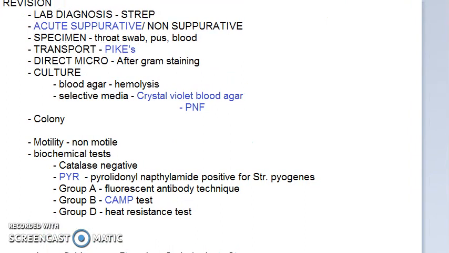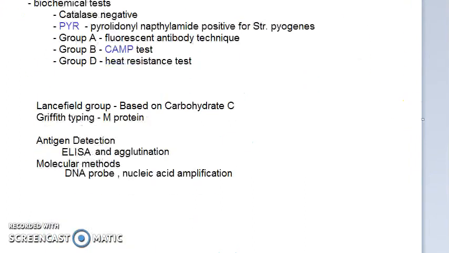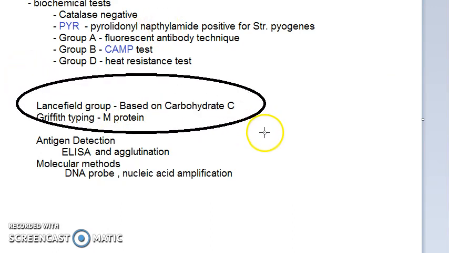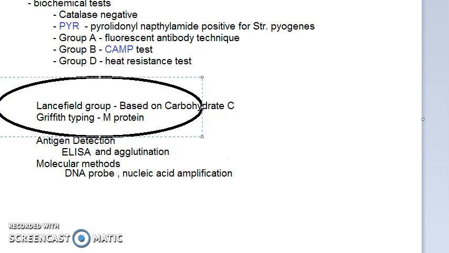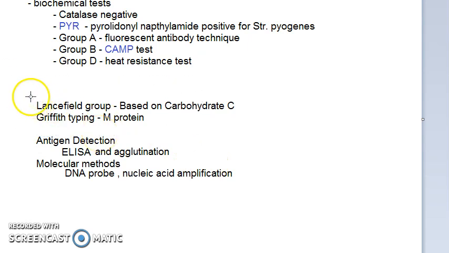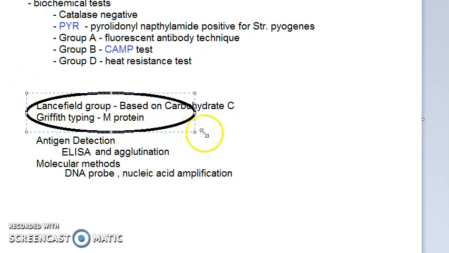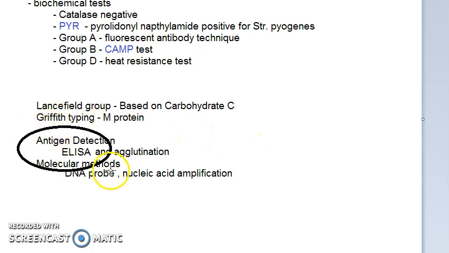Sorry to trouble you, okay? Just one more point I'll add. Under this biochemical classification, they have added a little more. You remember how the Lancefield grouping was done? Yes, it was based on carbohydrate C. That is also a biochemical test you can put. And Griffith typing was based on M protein, the surface protein. On the M protein, Griffith typing is done. So, please write these points also, okay?